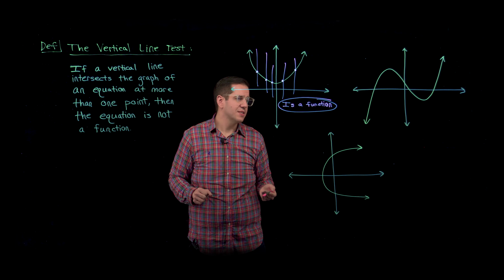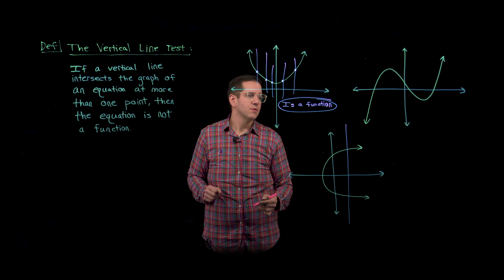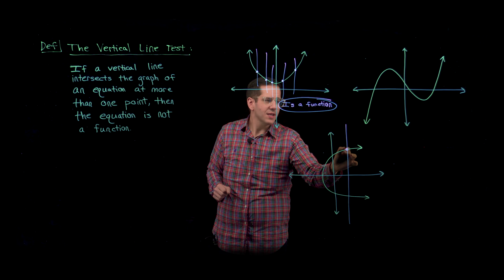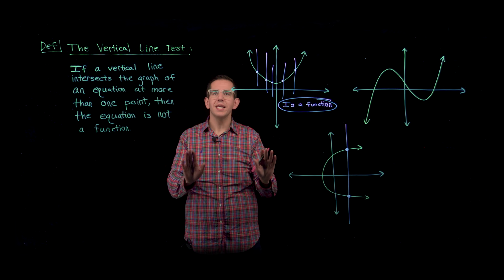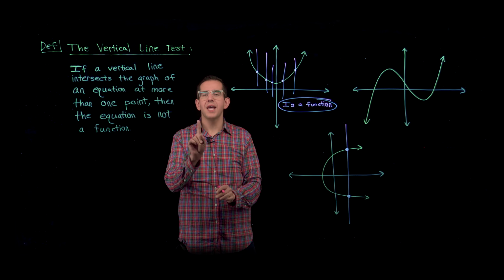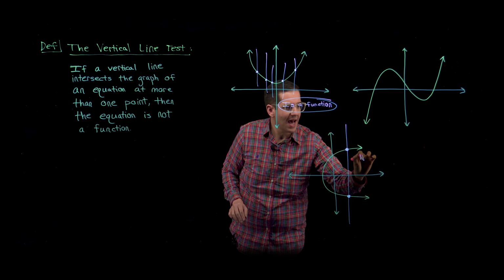Looking at this second example, if we pick just this one case, the graph intersects this vertical line at these 2 points, it immediately fails. It only needs to happen once, and it fails the test. This is not a function.